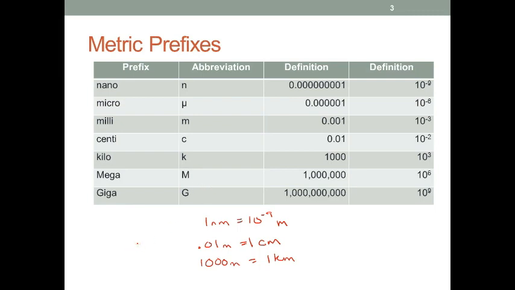There are 3 prefixes that I request you know for this class. Milli, centi, and kilo. On an exam, I expect you to know these. Any of the other ones, if I don't give it to you on the exam, you can raise your hand and ask me about them. Easy as that.